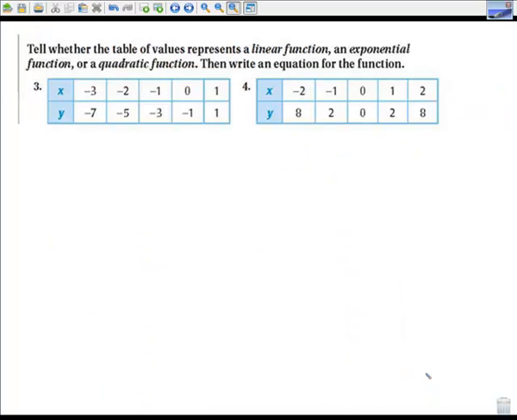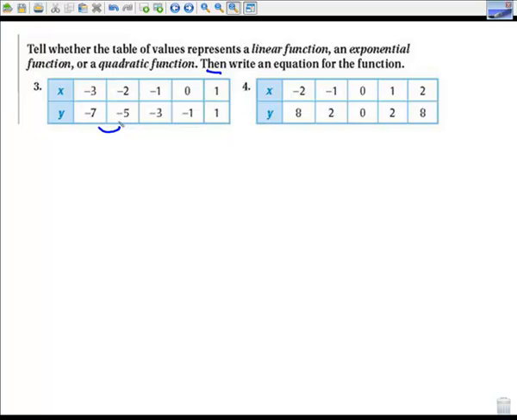Alright, same thing here, except they're going to have us take it a step further. Tell whether the table of values represents a linear function, an exponential function, or a quadratic function. Then write the equation for the function. So I'm looking at this one, and again, my x values are all the same interval. I can tell that's not exponential because it doesn't look like there's a ratio.